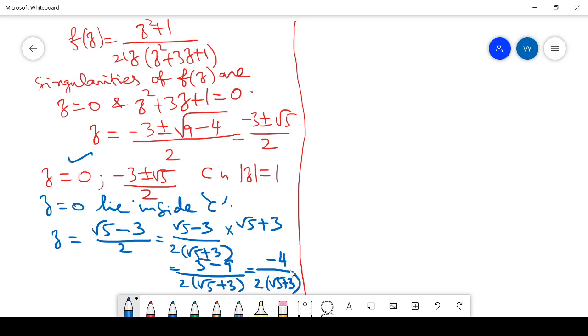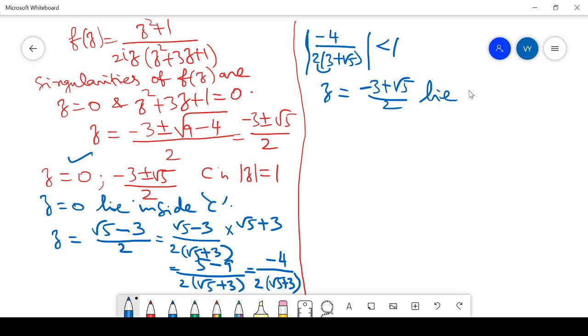Okay. When I take the absolute value of minus 4 by 2 into 3 plus root 5, this will be less than 1, obviously, because here I have 3 into 2, 6. 6 is greater than 4, so the absolute value will be less than 1. So z equal to minus 3 plus root 5 by 2 lies inside C.